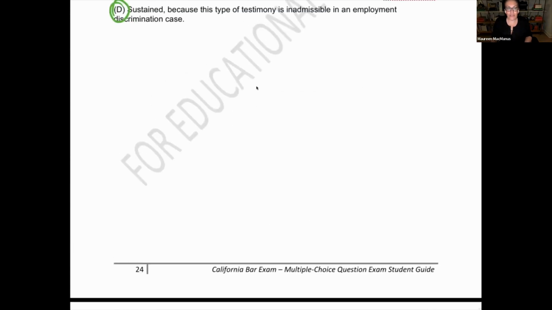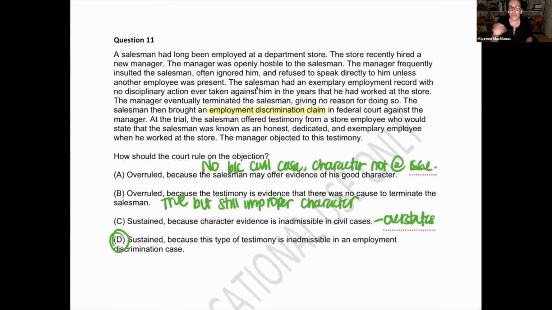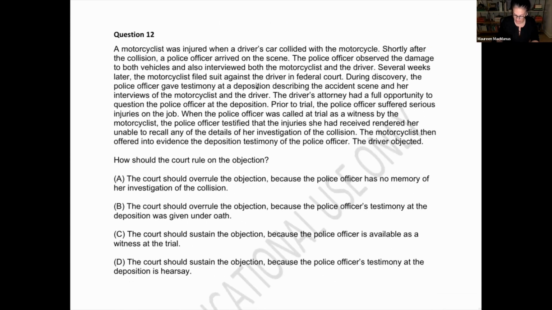In 11, why was the answer not A? Because you can't offer evidence of good character here, because character is not at issue in the case, and evidence of his bad character hadn't been introduced. So essentially, character is really limited in a civil case.